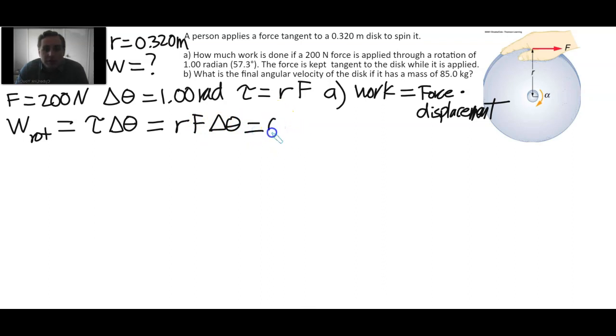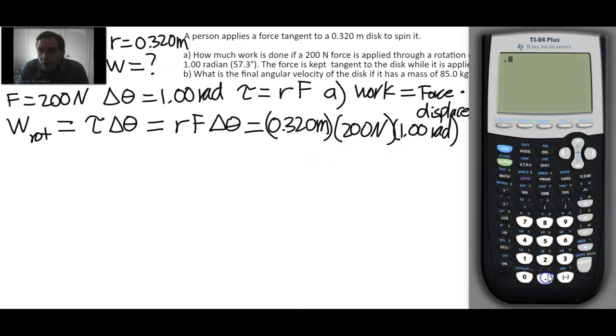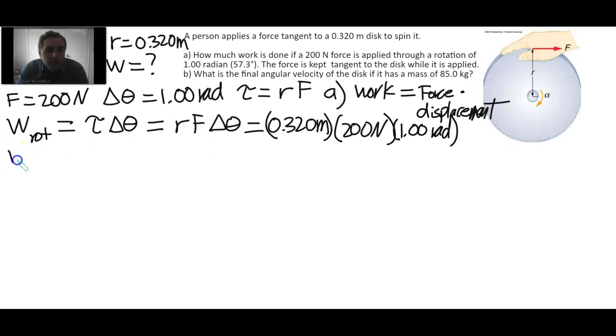The radius was 0.320 meters. The force was 200 newtons. And then the delta theta is 1.00 radians. So let's calculate this. For this calculation, we'll take 0.32, the calculator doesn't care about significant digits, times 200. And that should be 64. And again, we want 3 significant digits, so let's do 64.0.